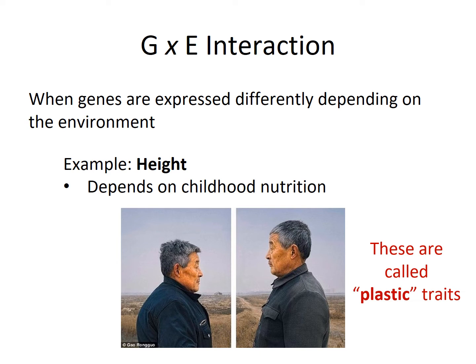All of these types of traits that can vary with environment are called plastic traits. I'm sure if you pause the video, you could brainstorm additional human plastic traits. Height, weight, skin tone, what else?